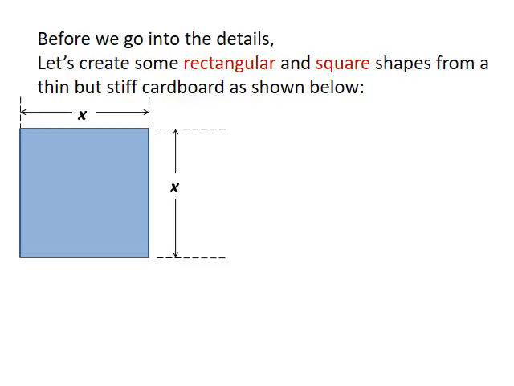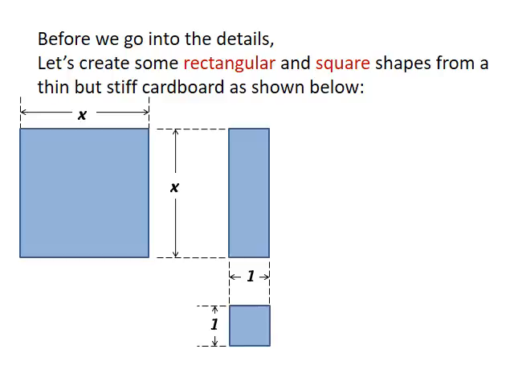So create a square shape having sides as x units by x units, a rectangular shape having sides as x units and 1 unit, a smaller square shape having sides as 1 unit by 1 unit. And let's take a convenient length for these units. Say we'll take 1 unit as 3 centimeters and x units as 14 centimeters.